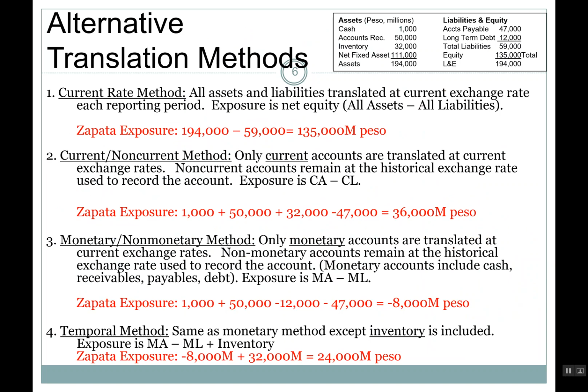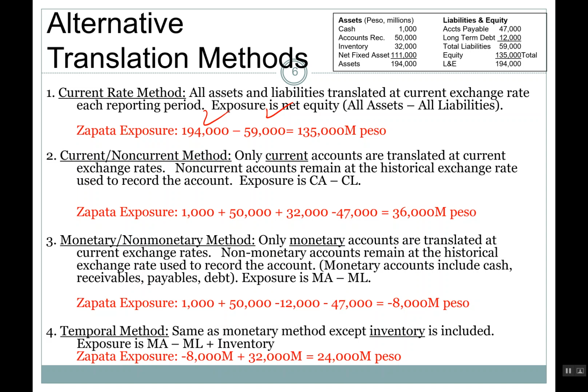So remember I said we do exposure netting? Well, if you do exposure netting, you take all assets minus all liabilities, right? And say I'm long 135,000 pesos. I'm a net receiver, or in an asset position, of 135,000 pesos. So that's the net amount that's going to get the new exchange rate. So current rate means use the current rate for all accounts.